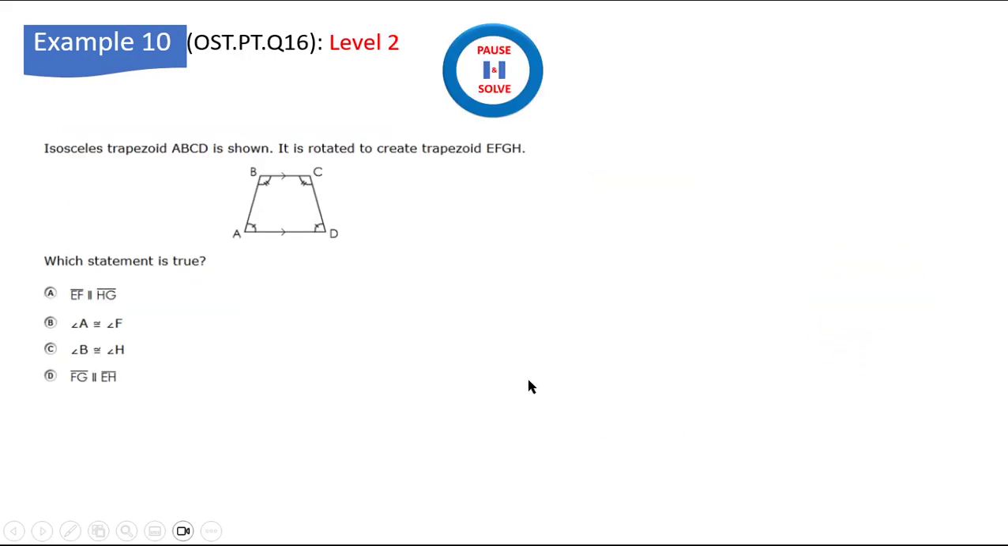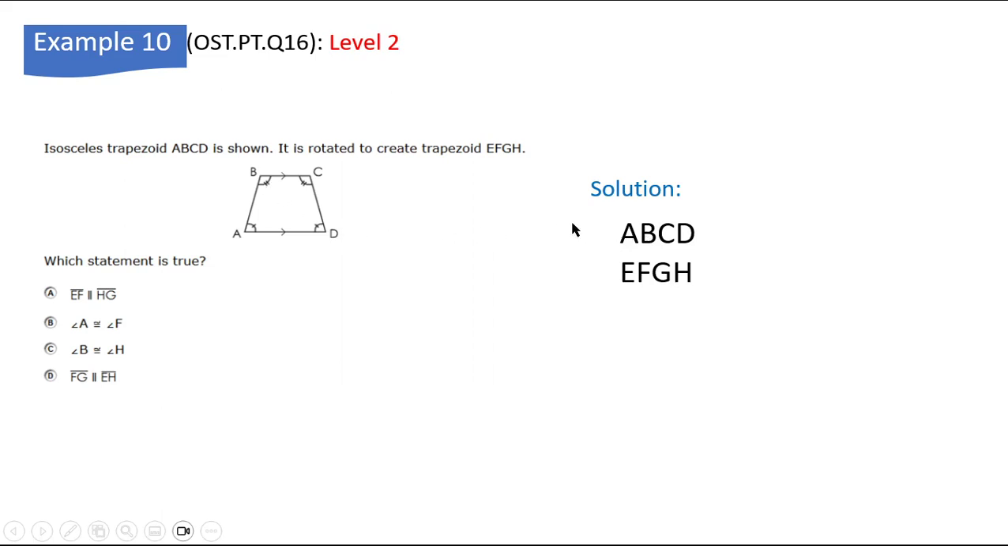Example 10. This one requires some work. Isosceles trapezoid ABCD is shown. It's rotated to create trapezoid EFGH. Which statement is true? So you have 4 here to choose one of them. You can't really guess. You have to do some work here. So you can do this. You can put ABCD, and the other one is EFGH.